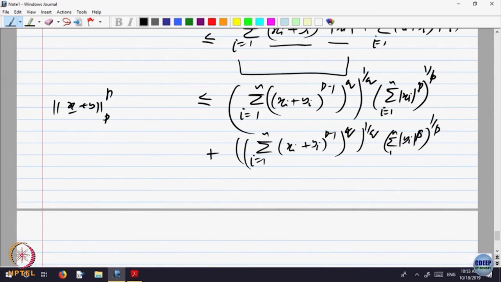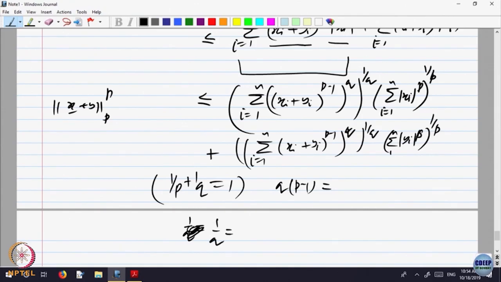Now, one uses the fact that 1 over p plus 1 over q equal to 1. So, use that. Okay. So, what is this? This is p minus 1 times q. I am just working out roughly here. So, what is that equal to, using this fact? 1 over q is equal to 1 minus 1 by p. So, that is equal to p minus 1 divided by p, right. Is it okay? 1 over p plus 1 over q is 1. So, what is 1 over q? It is 1 minus 1 over p, and that is p minus 1 divided by p.